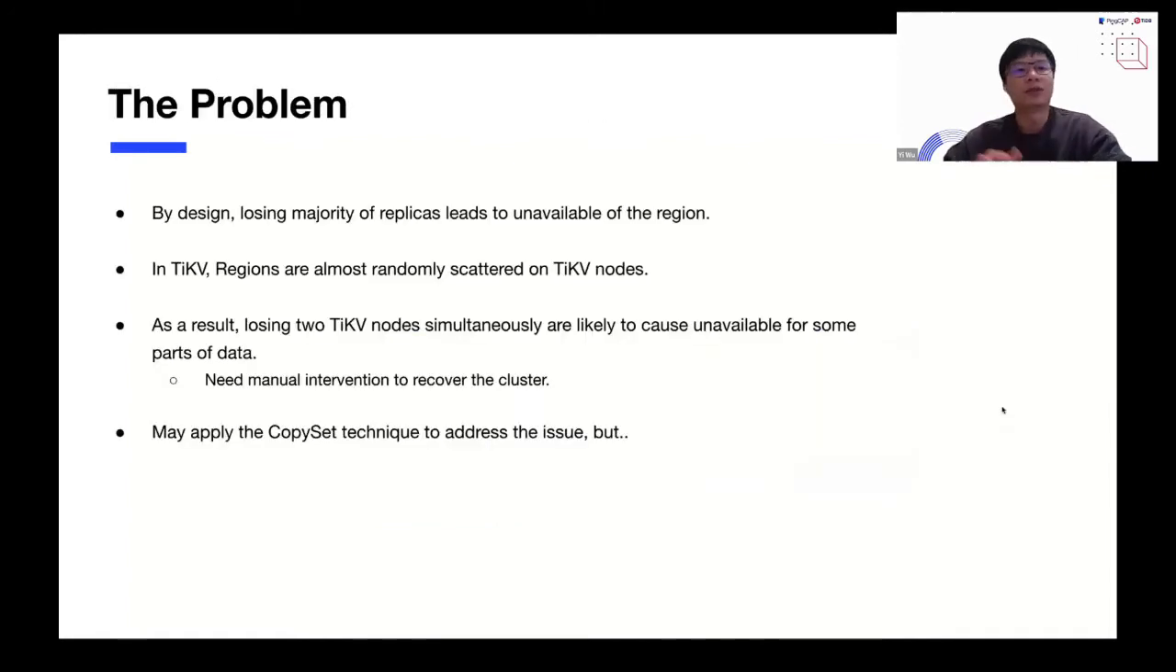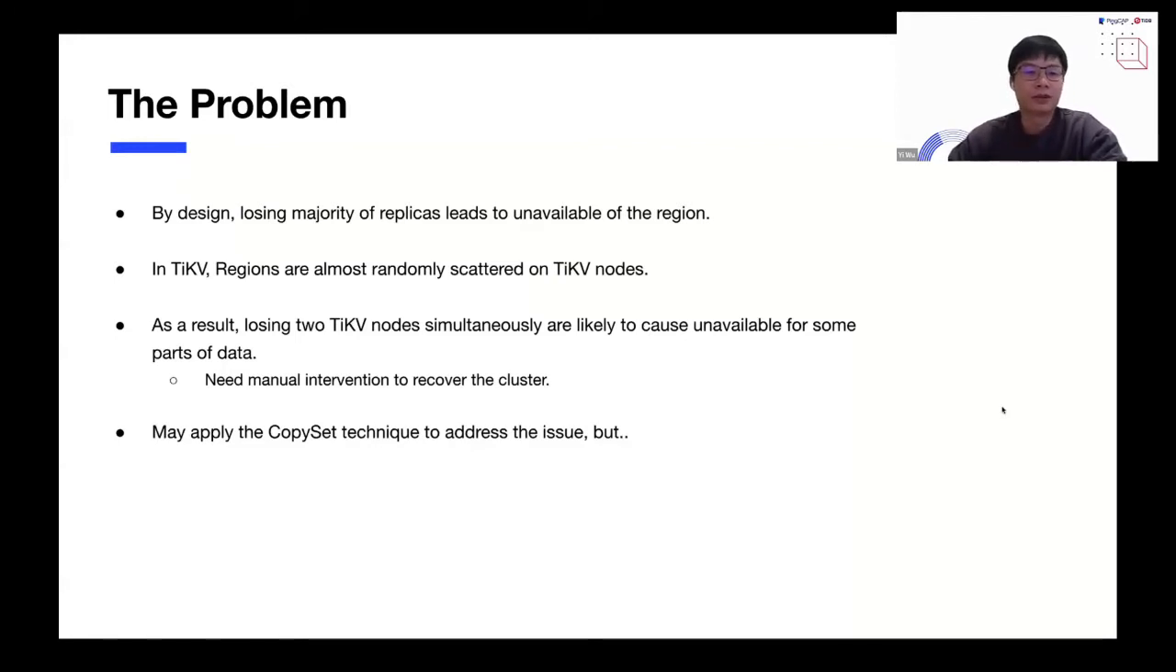So here is the problem. Because we are using a consensus protocol for replication, when we lose the majority of the replicas, it will lead to unavailability of some part of the data. And in TiKV, because of the constant load balancing we are running, the regions are mostly randomly scattered on different TiKV nodes. So when we lose two TiKV nodes simultaneously, there is a high probability that some regions have two replicas located on these two failing TiKV nodes, which will cause unavailability for some part of the data. And that's the problem.